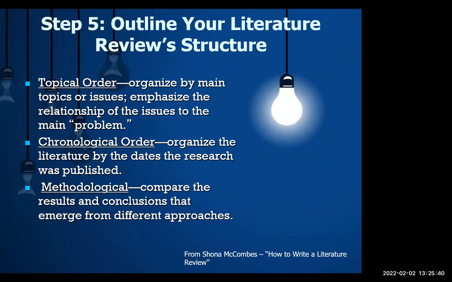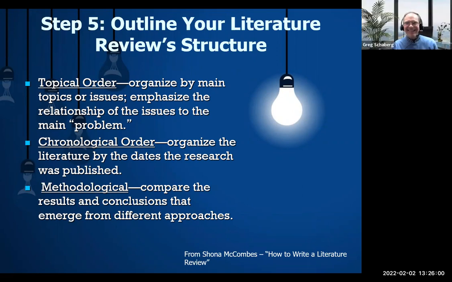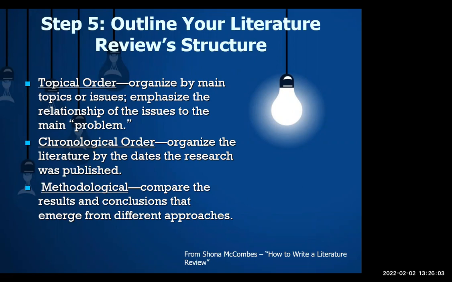Chronological order is organizing the literature by the dates of the research published. So say something started earlier and now it's just progressing to the present and so forth. The next type of structure you can use is methodological. Compare the resources and conclusions that emerge from different approaches. And so remember, you're comparing and contrasting how information has gone on throughout the study, and you can use that structure for your lit review.